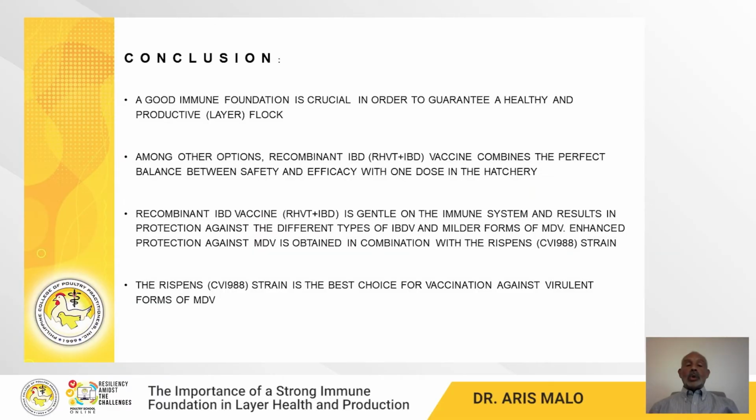So to conclude, a good immune foundation is crucial in order to guarantee a healthy and productive layer flock. Among other options, the recombinant HVT-IBD vaccine combines a perfect balance between safety and efficacy with 1 dose in the hatchery. And the recombinant HVT-IBD vaccine is gentle on the immune system, and it results in protection against the different types of IBDV and milder forms of MDV.